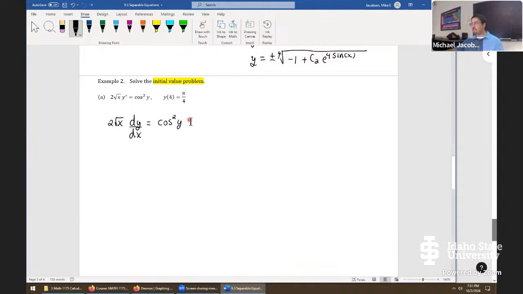So now that we have that out, let's analyze the situation. We have a y variable on the right-hand side. That's a bit awkward. We need to divide by cosine squared to get it on the left. And that means we're going to multiply by dx on the right side, and divide by 2 root x as well to get it on the right side. You don't have to do it in that order.